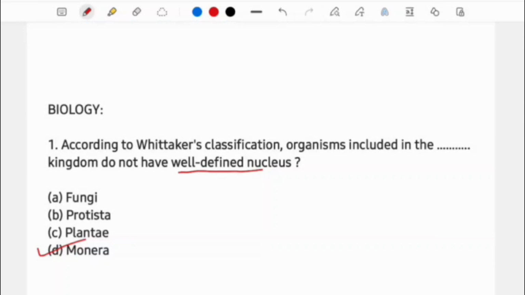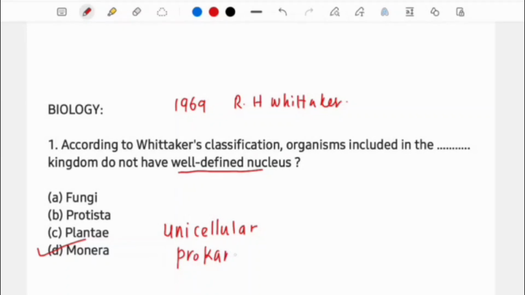Okay, as you know कि in the year 1969, R.H. Whittaker divided all the organisms into 5 kingdoms: Monera, Protista, Fungi, Plantae and Animalia. ठीक, and out of those kingdoms, Monera जो है, they were unicellular, that is single celled organisms, and prokaryotic, which implies कि they did not have a well defined nucleus. ठीक, and they are single celled organisms with no true nuclear membranes, and genetic material in these organisms is naked circular DNA. ठीक, next question.